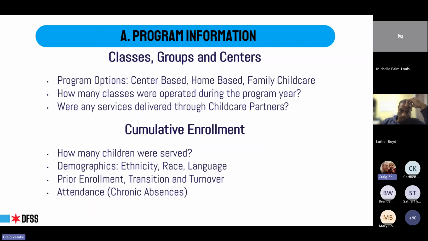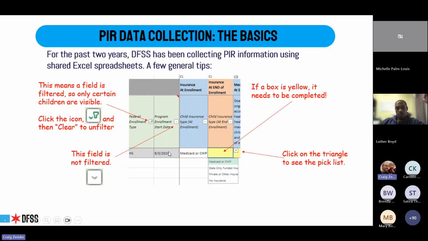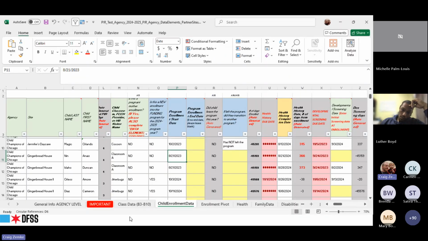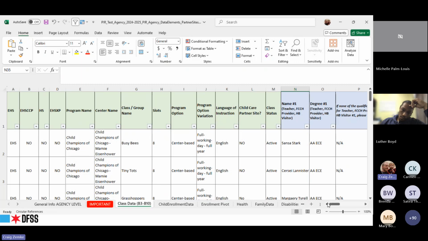All right, so the basic program information is here. We've got classes, groups, and centers. How many classes were operated, services delivered through child care partners. Okay, so we have a class data page. Again, these aren't real people's names.